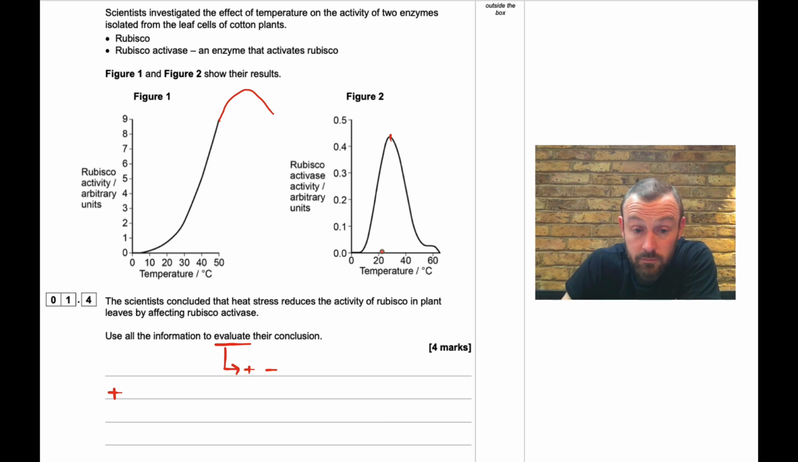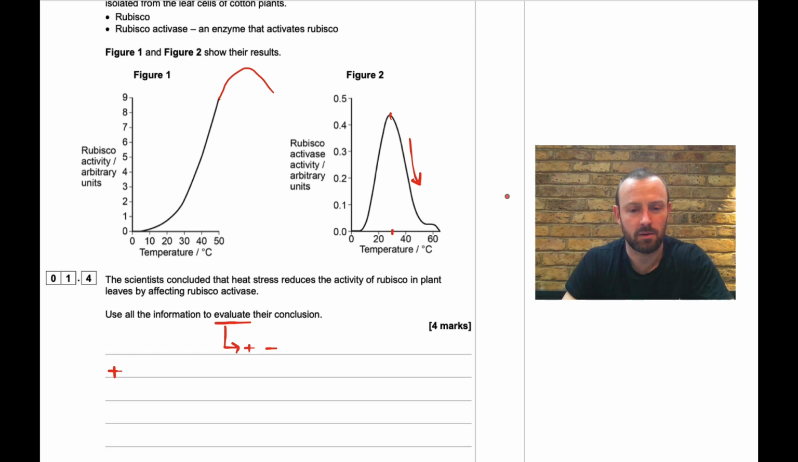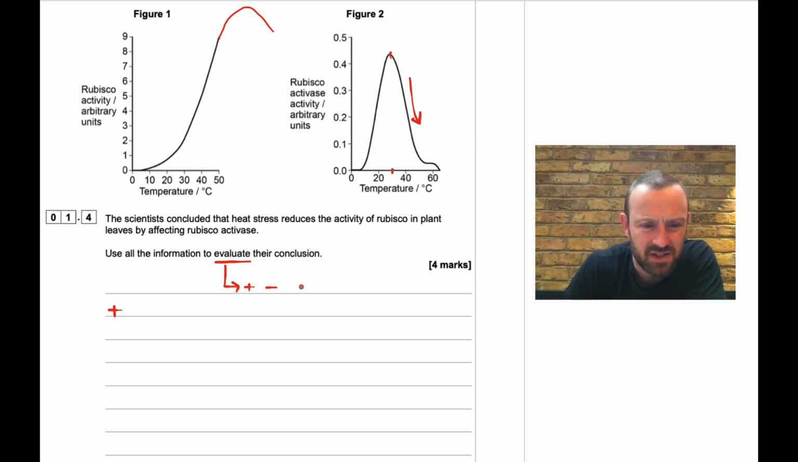We could also say, whereas the optimum temperature for Rubisco activase appears to be at 30 degrees C, so at temperatures above 30 degrees C, the activity of Rubisco activase is decreasing, and we could maybe talk about how this is probably due to the fact that Rubisco activase becomes denatured. We might as well throw in the words tertiary structure, so the tertiary structure of the enzyme changes, the active site shape changes, and therefore substrate molecules may no longer fit in the Rubisco activase enzyme active site. So that's, I think, what we can talk about for the positive stuff.